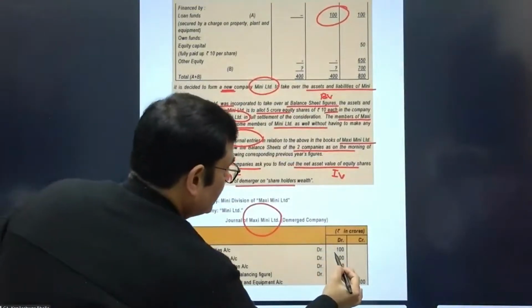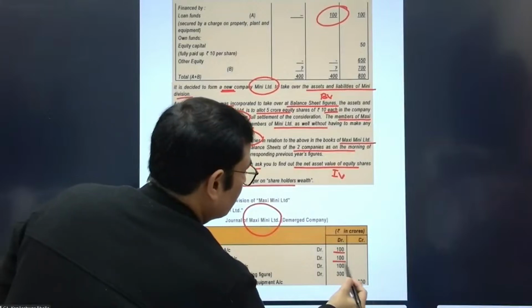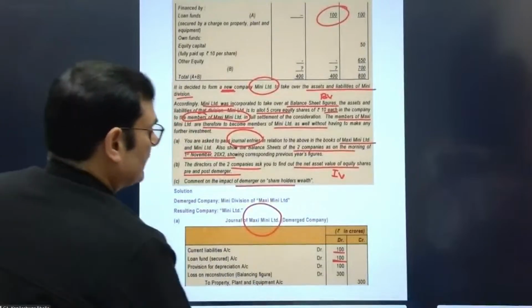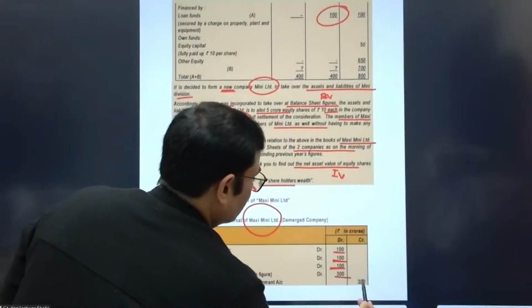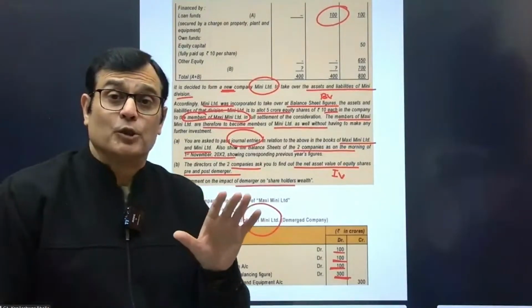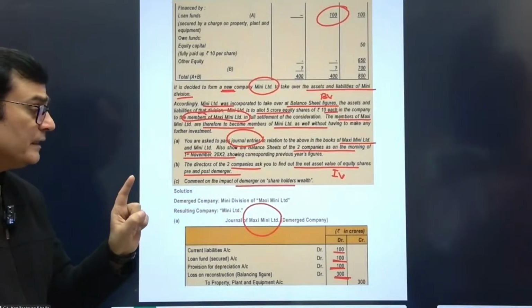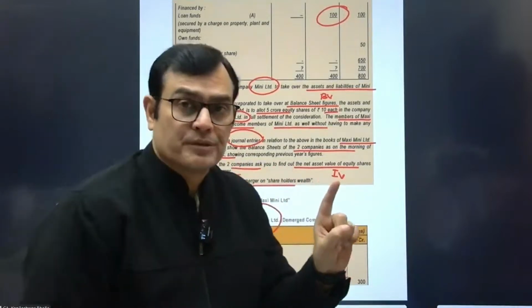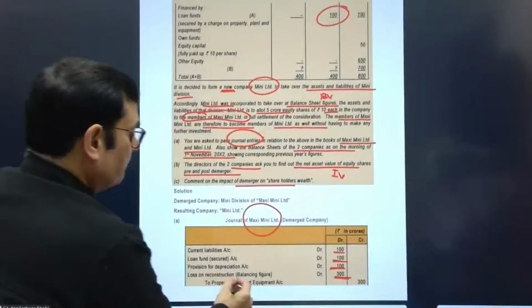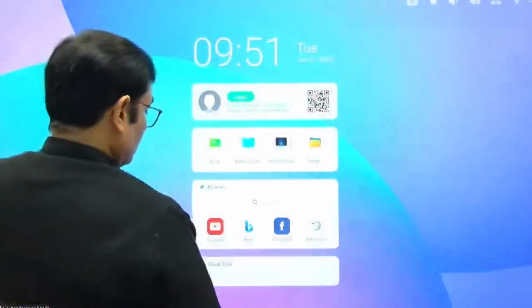The current liabilities are debited, closed. The loan is given a debit, closed. The provision for depreciation is debited, and the gross block is given a credit. Basically a closure entry, debiting all the liabilities appearing in the Mini division at the book value. The PPE is given a credit at 300, and that's it. So what is the balancing figure in this entry?